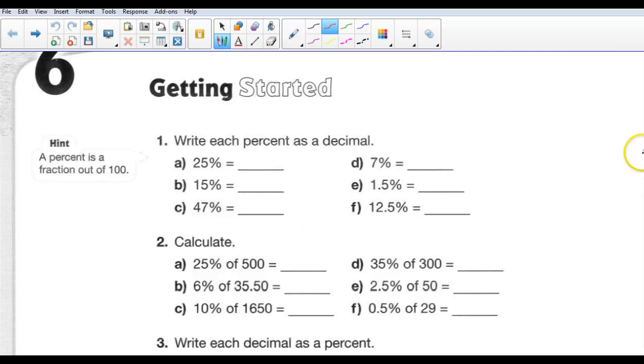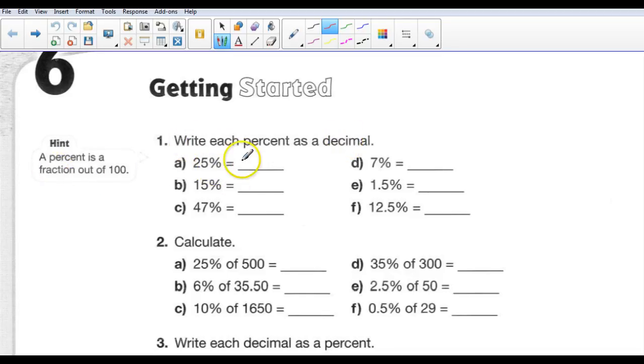Most of these you could probably do in your head, but if you're not confident with doing it in your head, you can use your calculator. Okay, so let's do maybe one or two examples from each question here, and then you can fill in the rest. So it says write each percent as a decimal. Now we have to remember that the word percent means per 100. It's a fraction out of 100.